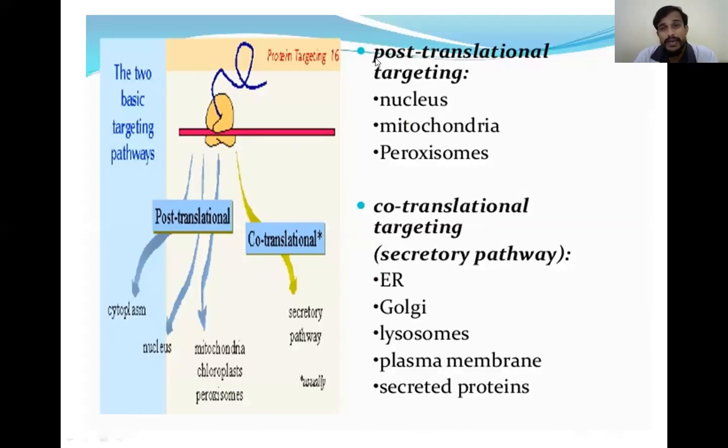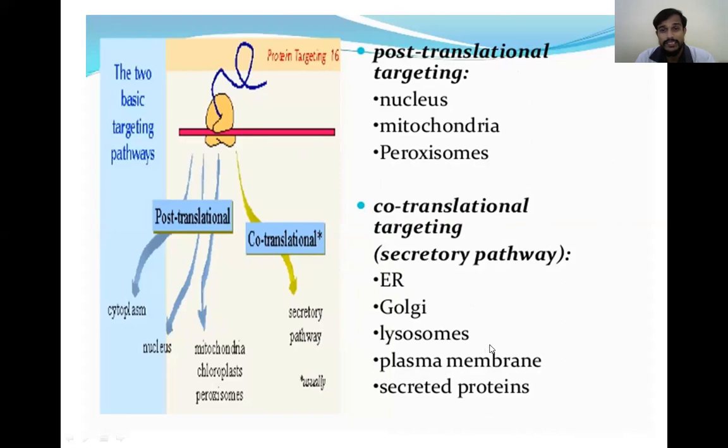The translocation by post-translational targeting occurs in the nucleus, mitochondria, and peroxisomes. That means the translocation of proteins formed in the cytoplasm, their movement to the nucleus, mitochondria, and peroxisomes, generally occurs by post-translational targeting. That means after complete formation of proteins in the cytoplasm only, they move to the nucleus, mitochondria, and peroxisomes generally. And co-translational targeting occurs in the endoplasmic reticulum, Golgi apparatus, lysosomes, plasma membrane, and secretory proteins. That means outside the cell.